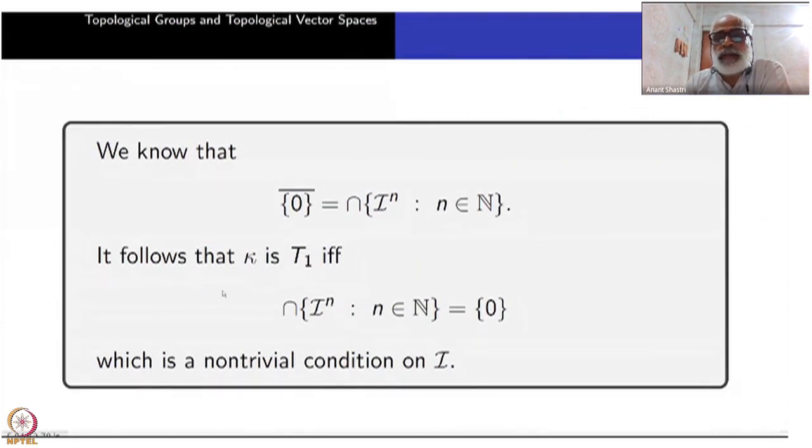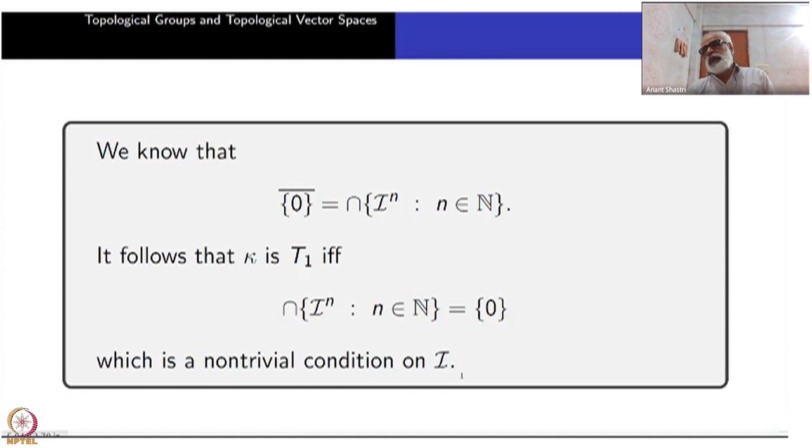It follows that the Krull topology is T1 if and only if this right-hand side equals singleton 0. T1 means singleton 0 must be closed. So singleton 0 is closed means {0} is equal to its closure, and the closure of {0} is equal to this intersection. So this is the condition on I. The ideal I should have the property that the intersection of all its powers, one included in the other and so on, should become singleton 0. And that's a non-trivial condition.